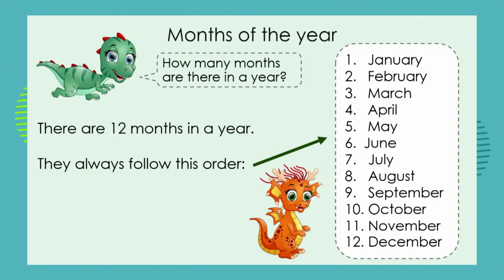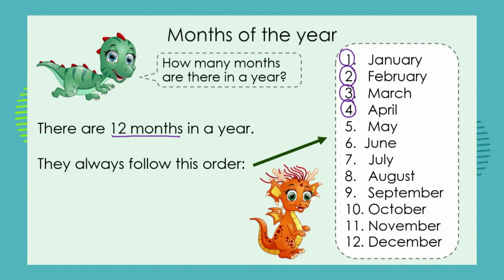Fantastic, grade ones. Now let's look at the months of the year. How many months are there in the year? There are 12 months in a year, and they always follow this order. So repeat the month after me, grade ones. The first month is going to be January. The second month, February. The third month, March.